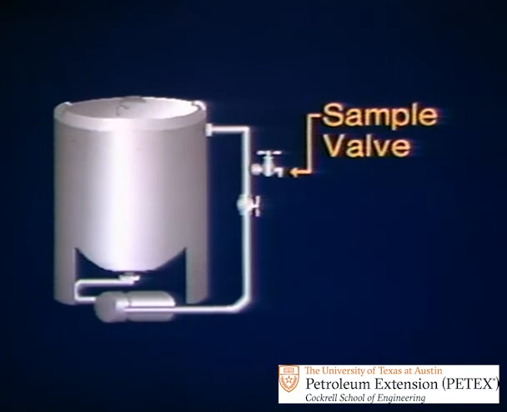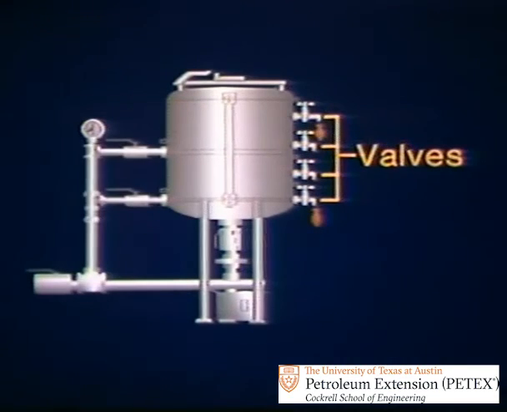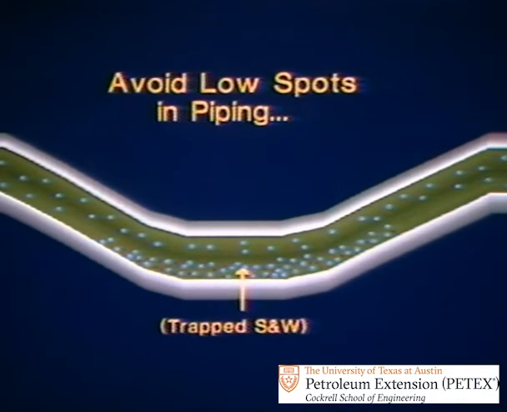Sample draw-off may be taken from a valve in the discharge piping or from valves in the side of the receiver. Samples from 2 levels of the receiver permit comparing results for adequate mixing. Arrange the piping so that there are no low spots that could trap S&W. The piping should also permit complete drainage of the receiver, the circulating pump, and the piping itself.